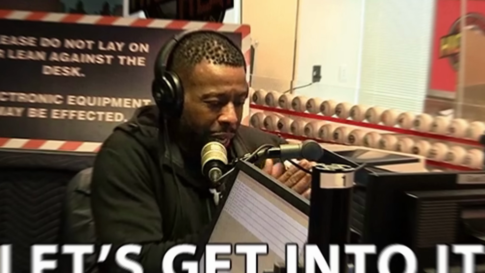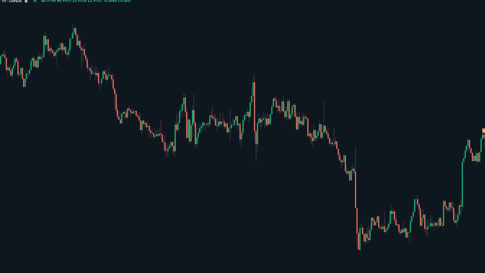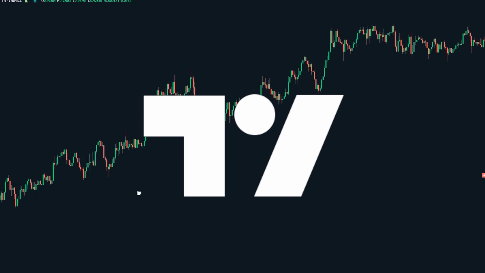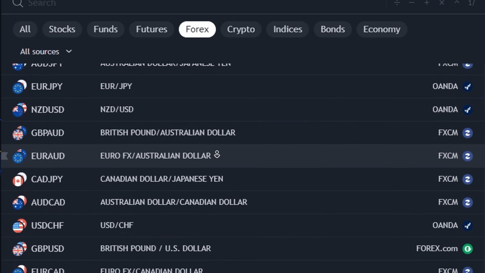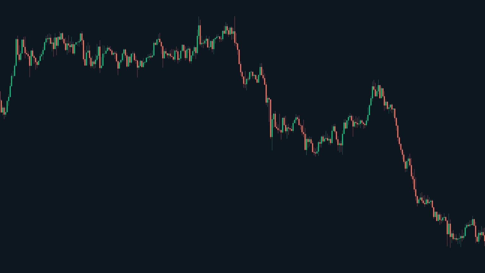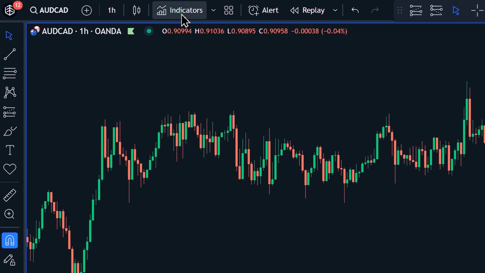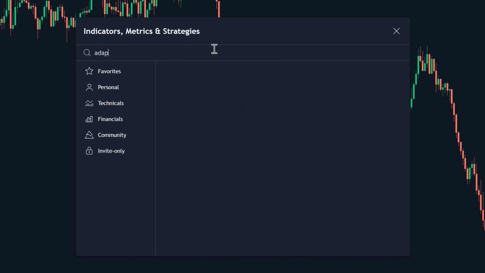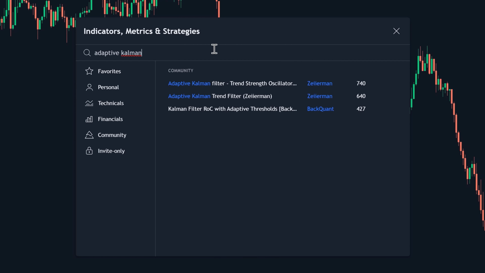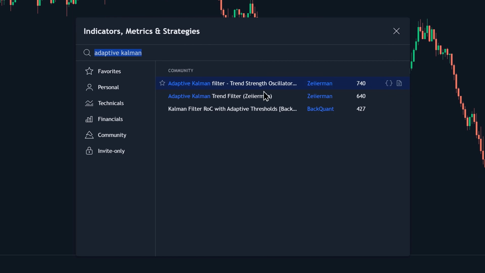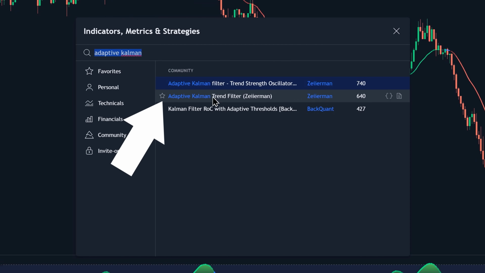Let's get into it. Now, to get started with this strategy, you want to go to TradingView and then open any trading security that you like in any time frame. For me, I'm going to be using the 1 hour time frame of AUD CAD. Next, you want to click on indicators and type in Adaptive Kalman, and you're going to select two indicators. The first one is called Adaptive Kalman Filter by Zierman, and the second one is called Adaptive Kalman Trend Filter, also created by Zierman.